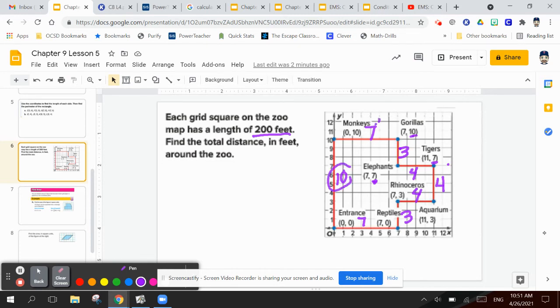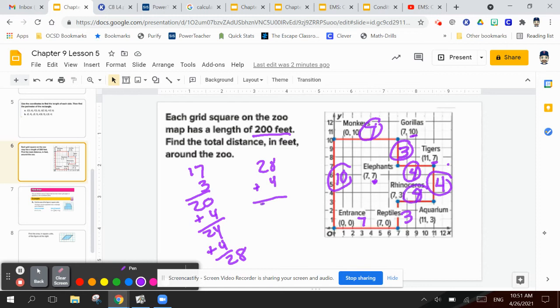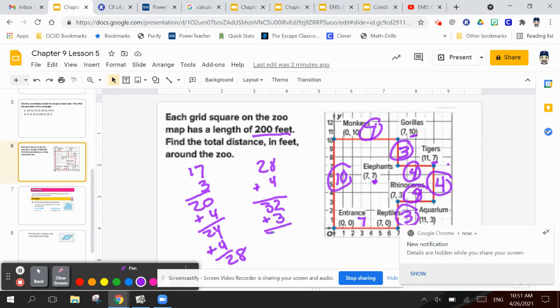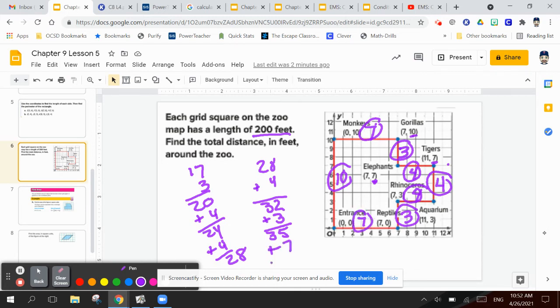So 10 plus 7 is 17. 17 plus 3 is 20. 20 plus 4 is 24. 24 plus 4 is 28. 28 plus 4 is 32. 32 plus 3 is 35. 35 plus 7 is 42. And 42 plus 10, whoops, we already did that.